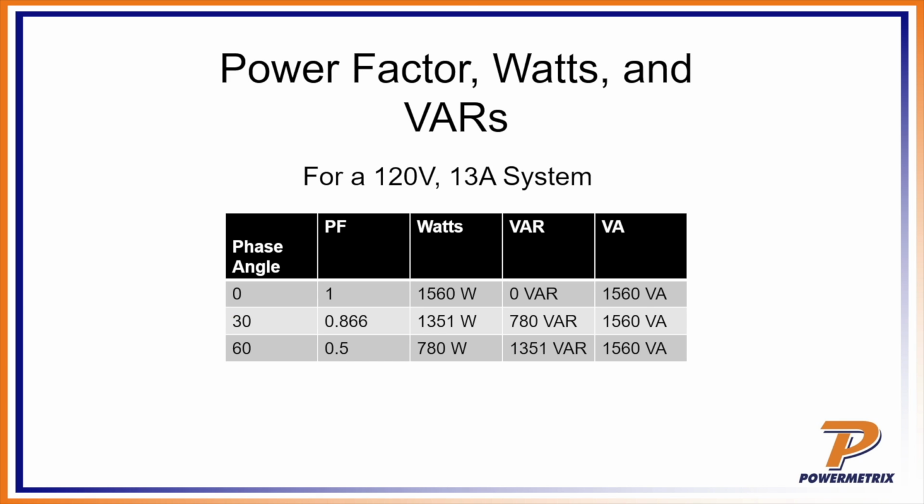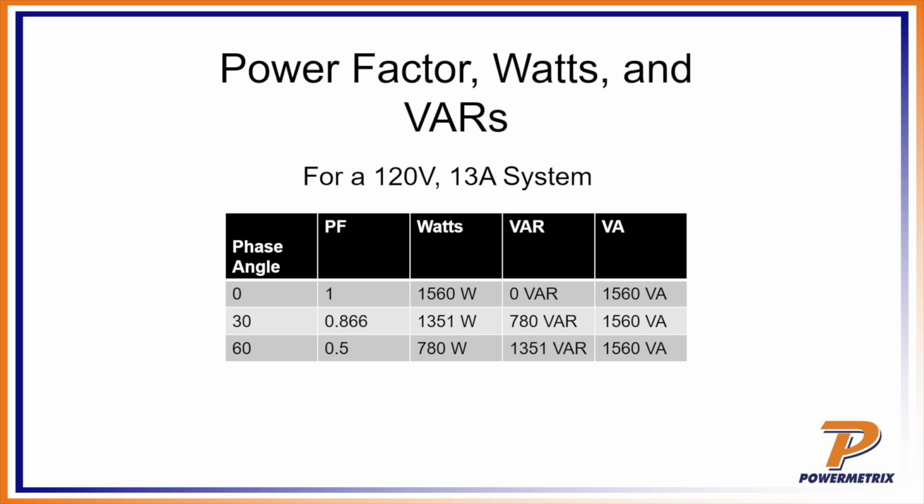So now we've added another column to our chart, and this explains where that went. Before, we didn't have the VAR column. We just saw 1560, 1560, 1560, which was great for VA, my total power, but all of a sudden, where did the losses go? Now you see where they went. They're in the VARs. So when I put in a 30-degree angle and 0.866, like we calculated a minute ago, I got the 1,351 watts. The 780 watts I'm missing are my VARs right here.